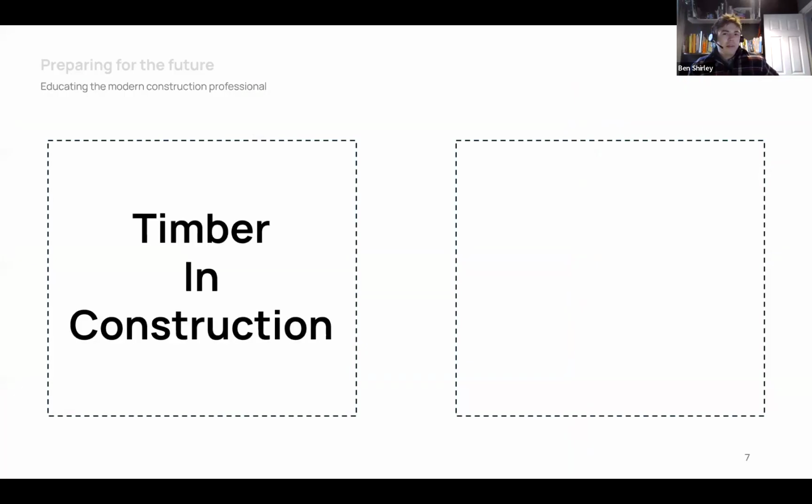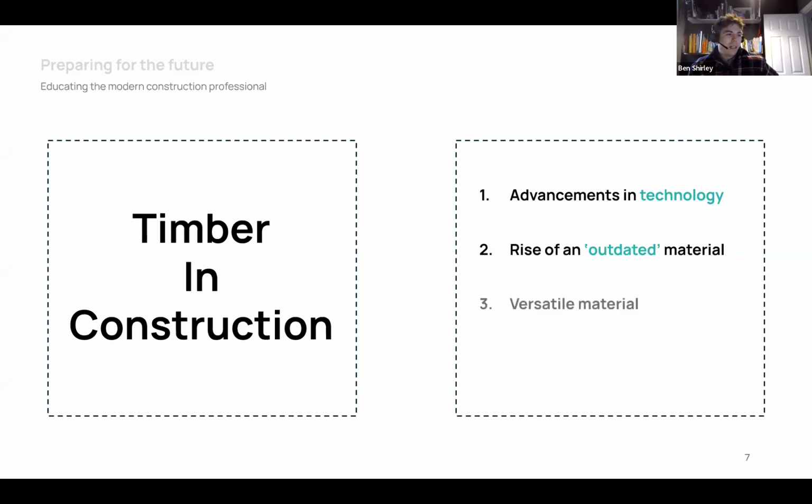So timber and construction, this will come as no surprise for most of us here. The advancements in technology are phenomenal. What that's really done is taken what was once considered an outdated material and brought it once again to the fore as a viable construction material.